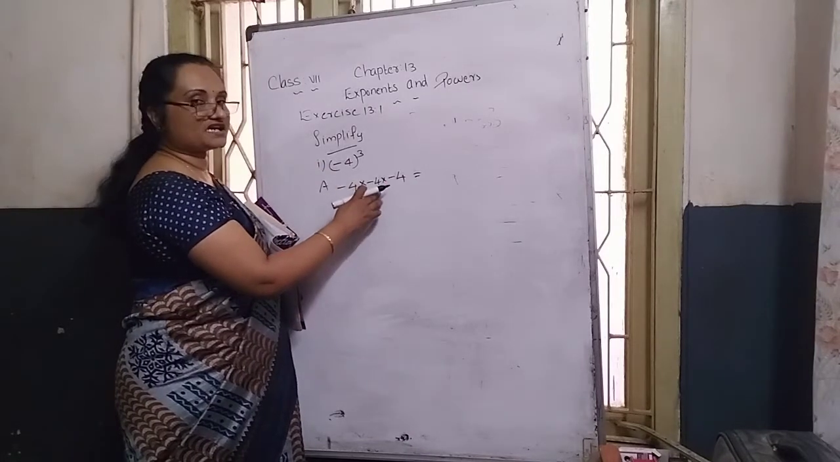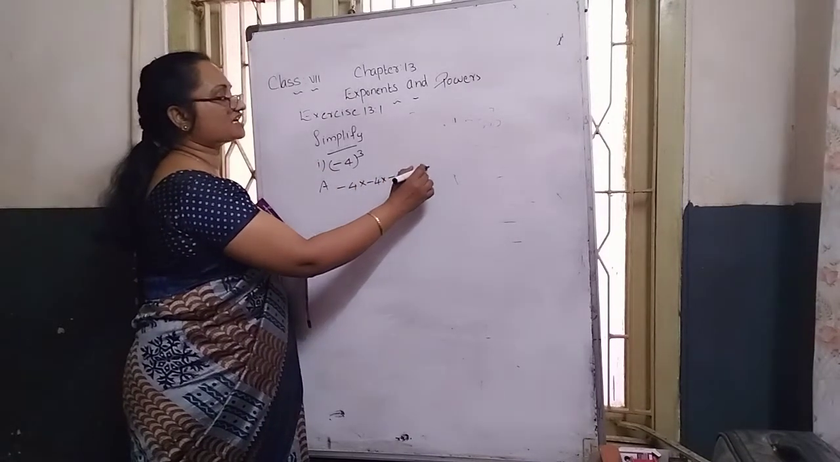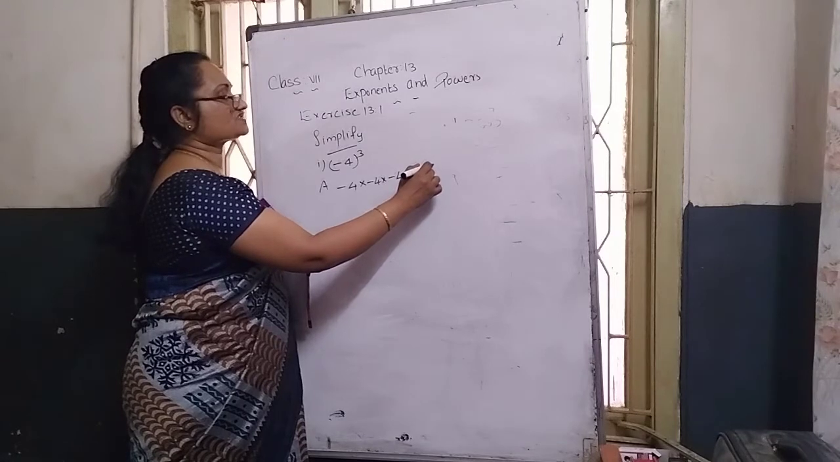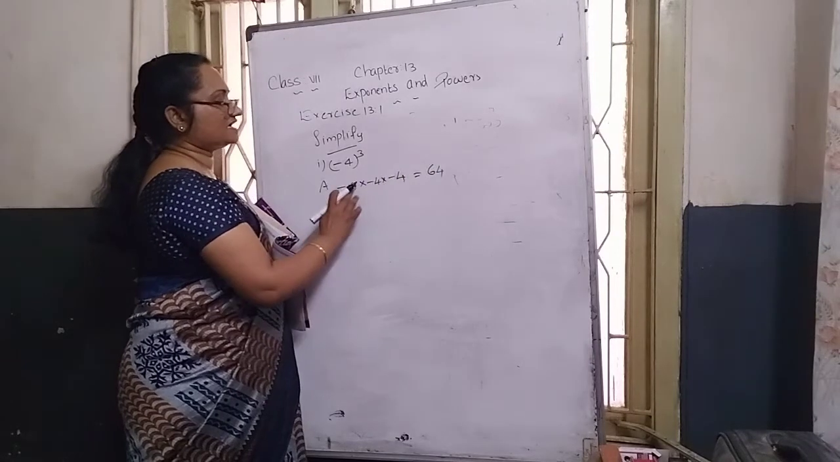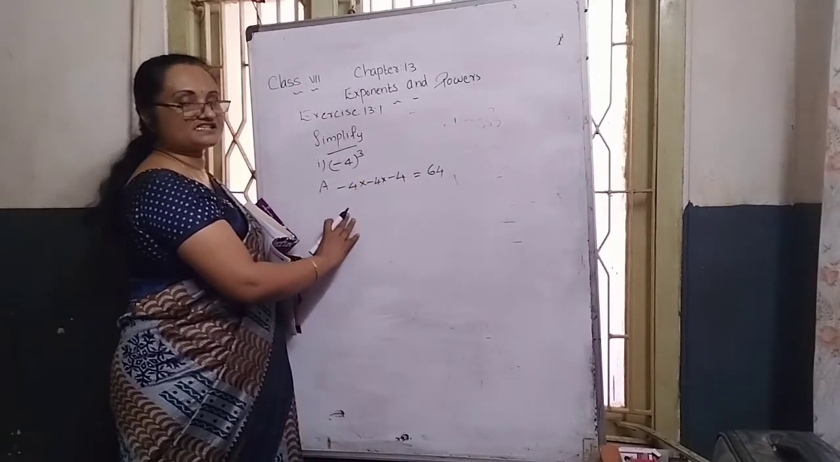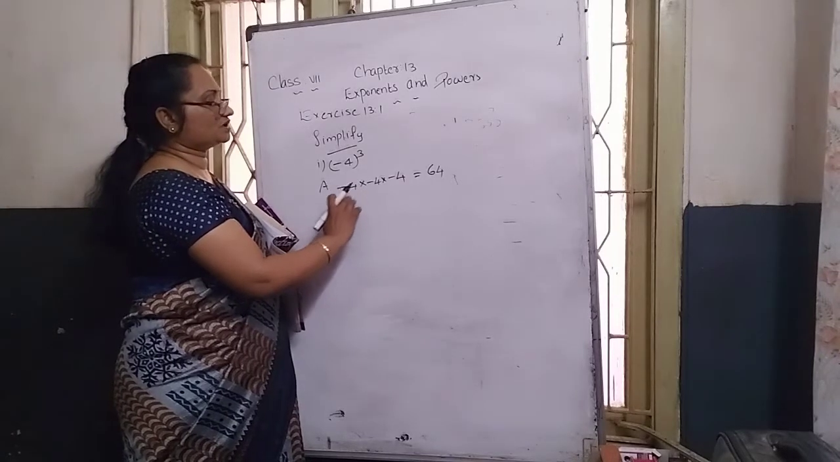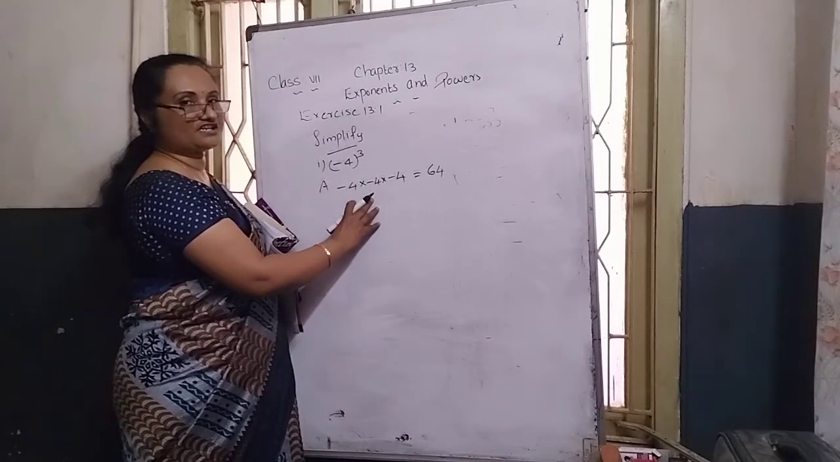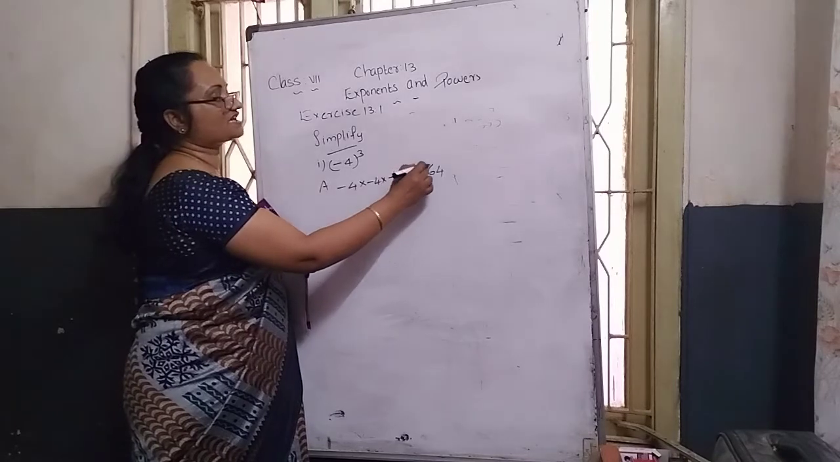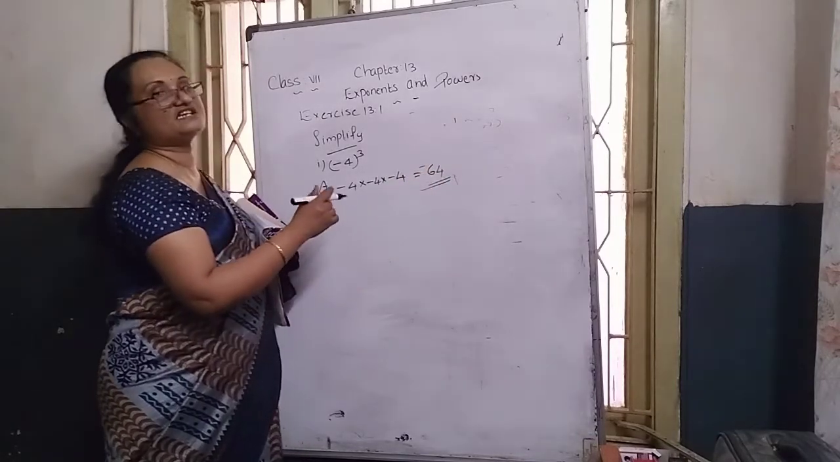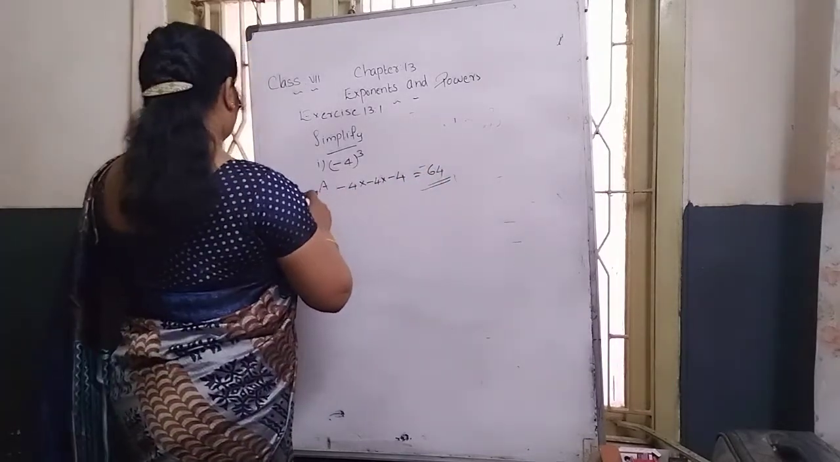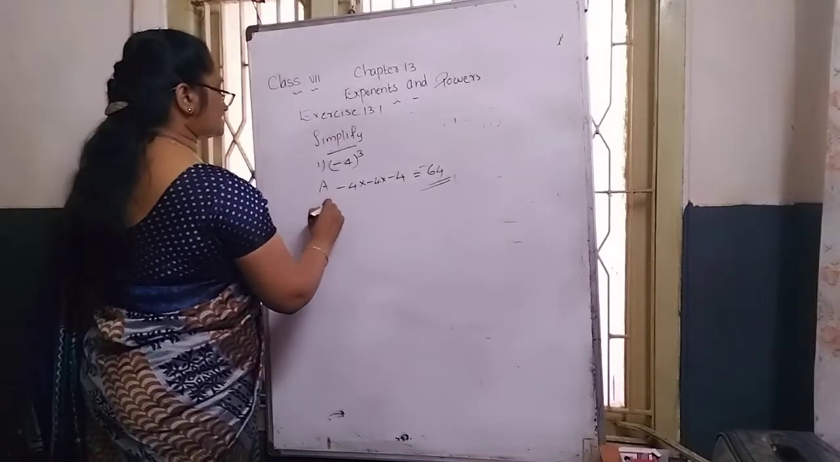4 into 4 become how much? 16. 16 fours are how much? 16 fours are 64 coming in. Then how many times minus is repeated there? 3 times. 3 is an odd or even number? An odd number. Odd number case, which answer will come? Minus 64 will come. That is the meaning of this question.